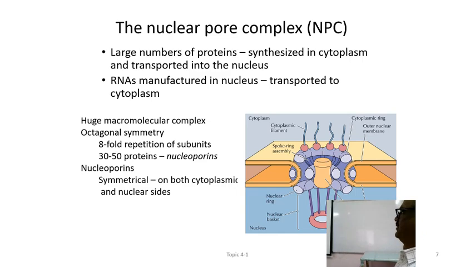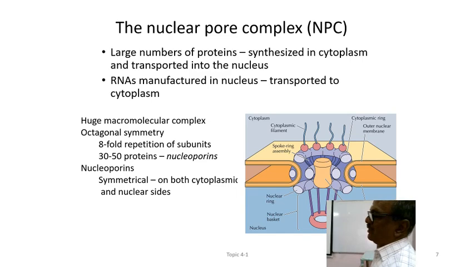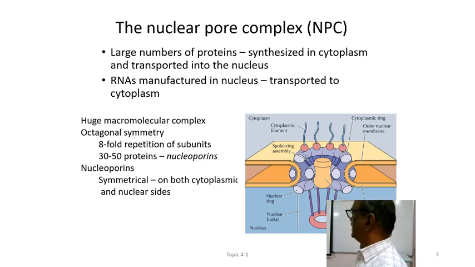You can see eight structures, an eightfold repetition of the subunits is present. In that, the proteins act as the pores. Those pores are called nucleoporins. Around 30 to 50 proteins are acting as nucleoporins. This is symmetrical on both the cytoplasmic as well as the nuclear side. So please observe this diagram. Observe the nuclear pore complex.